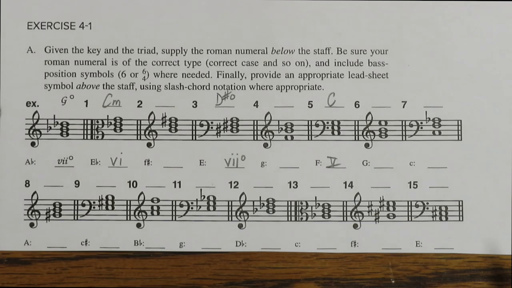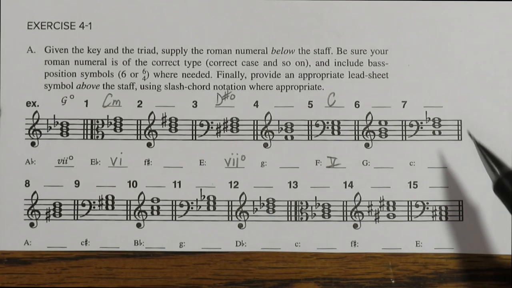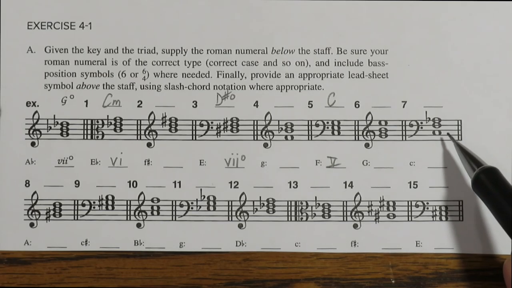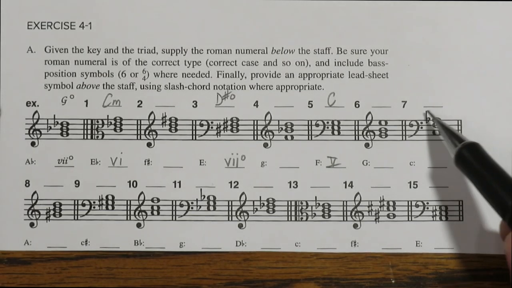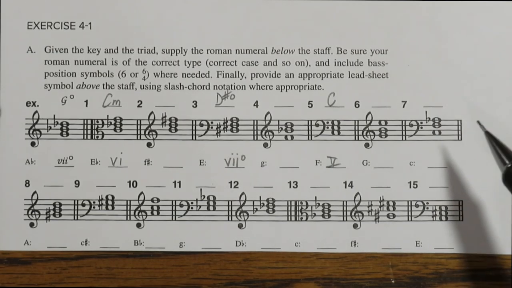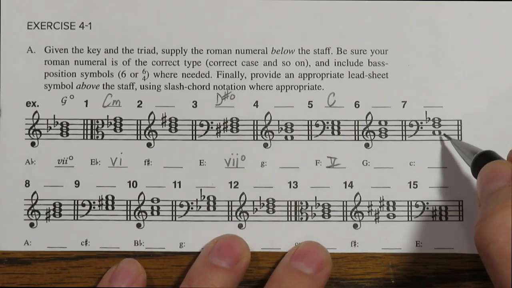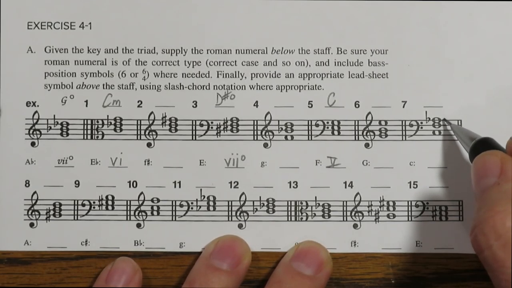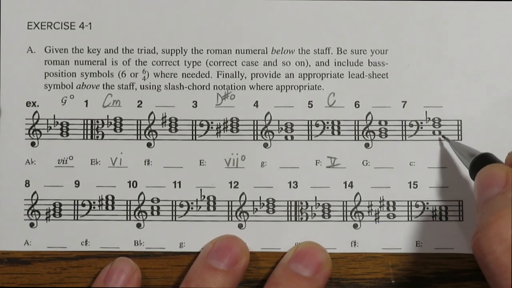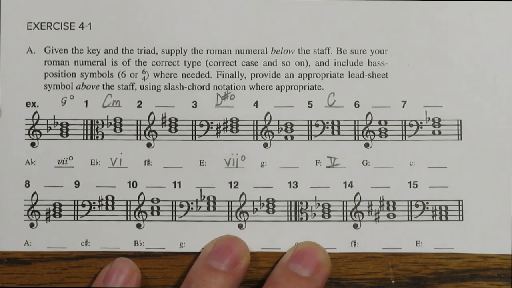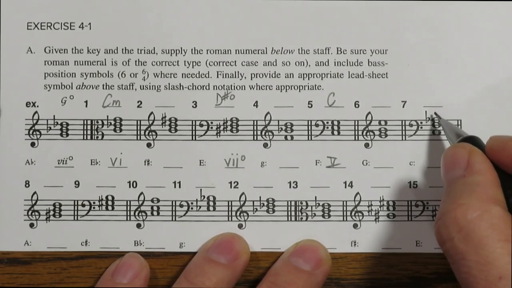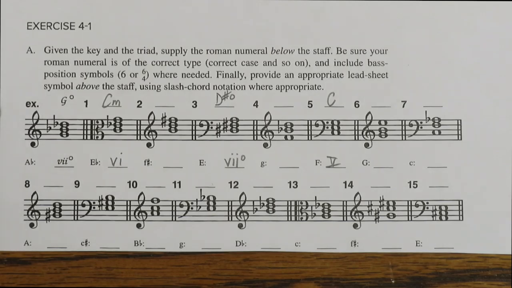Okay. Now, number 7. Looks like we have an inversion. Now, can you tell what type of inversion it is just by looking at it? Hopefully you can by now. That would be really cool. Now, if you check it out, we got C to A flat. That's a minor sixth. And then C to F is a perfect fourth. So there would be a 6-4, second inversion, right? So if we put the bass note up on top, F, A flat, C. F, A flat, C creates the F minor triad.